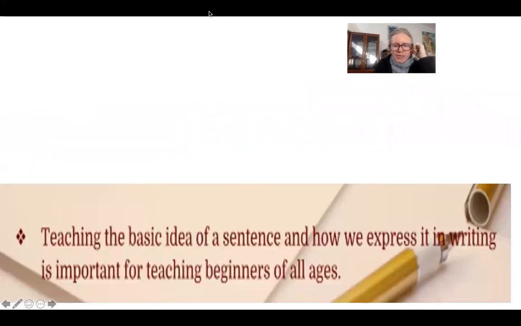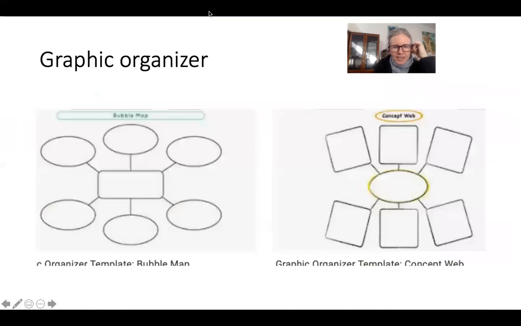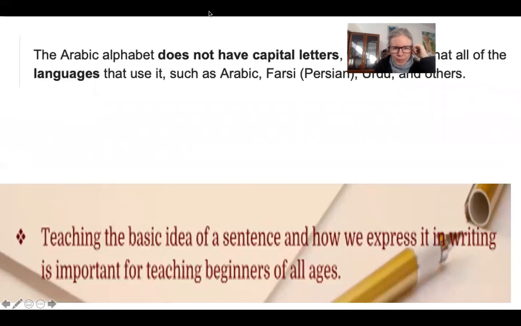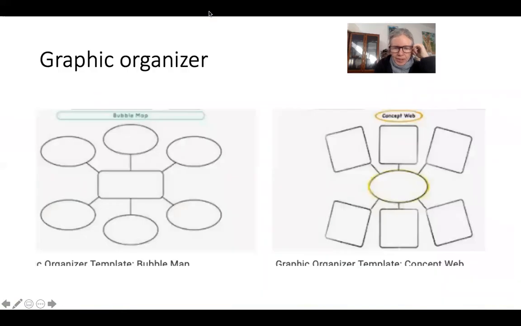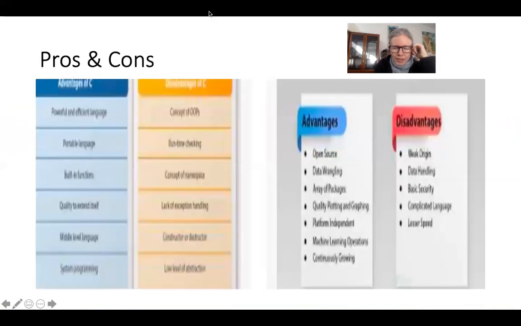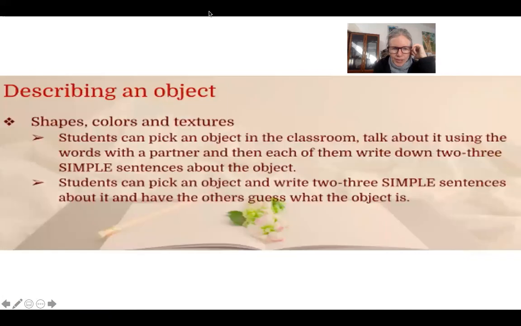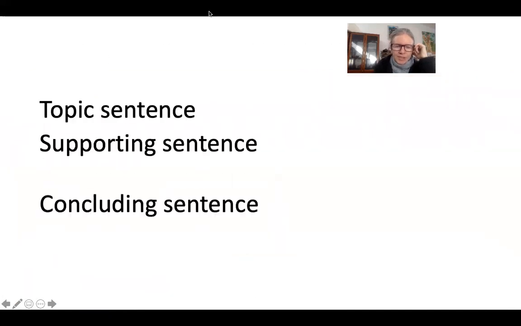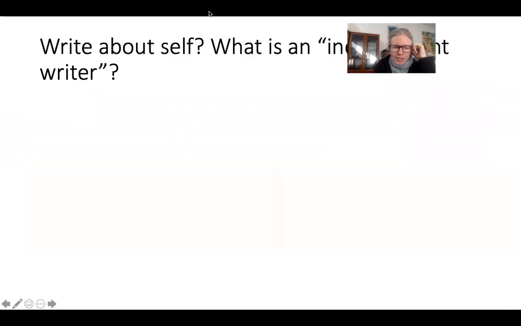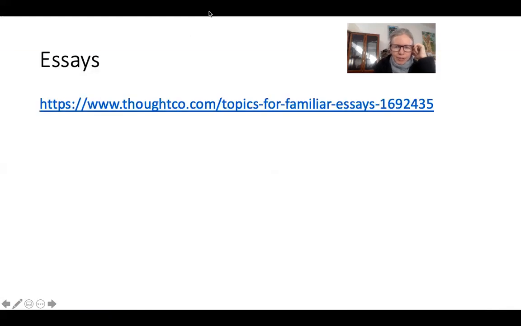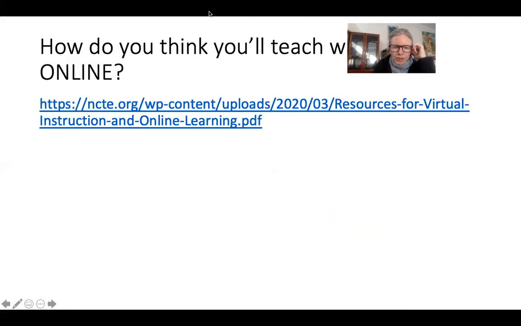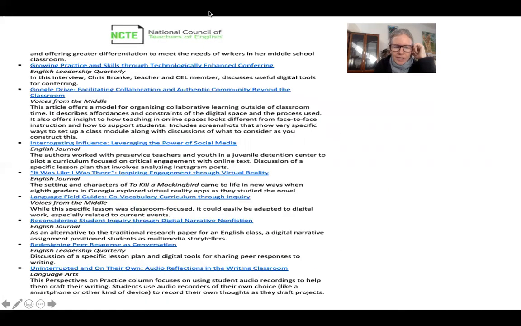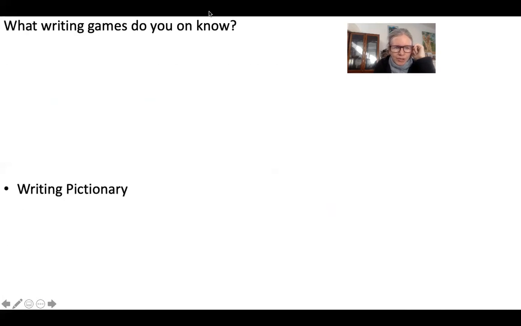And then we looked at various writing tasks. And some languages don't have capital letters. For example, this one here, Arabic, Farsi. And how we can engage students to do some writing with this sort of stuff for lower levels. I always have the topic sentence, supporting sentence, concluding sentence. And then we looked at essays for upper levels. So you can find sites that have essays, and there's websites you can go to with more literacy ideas.